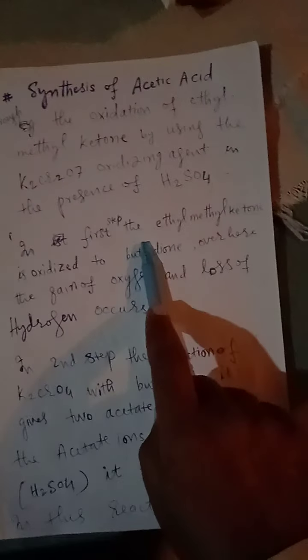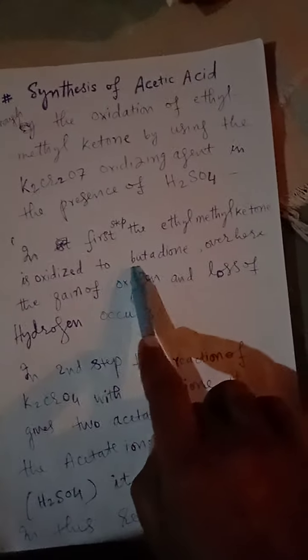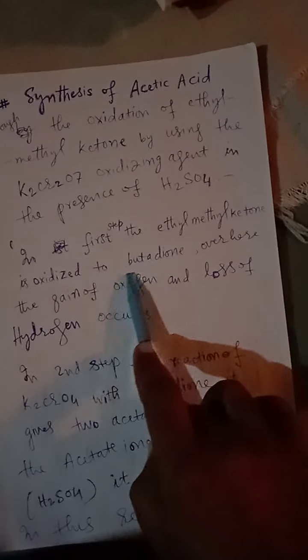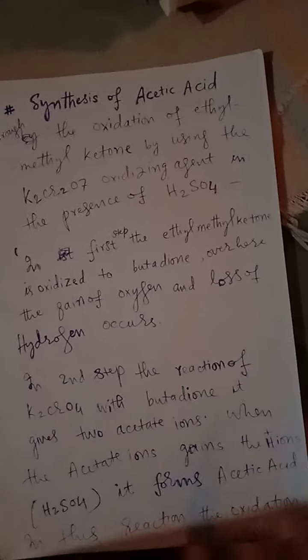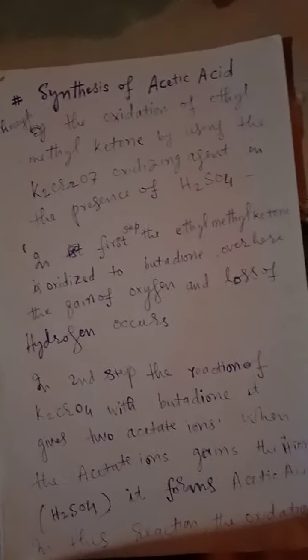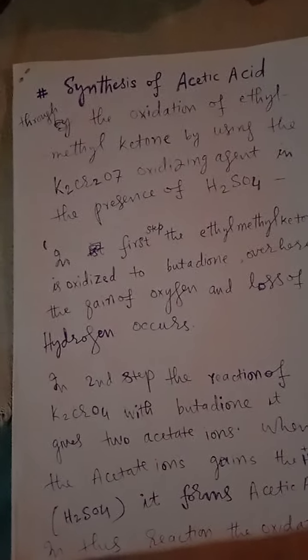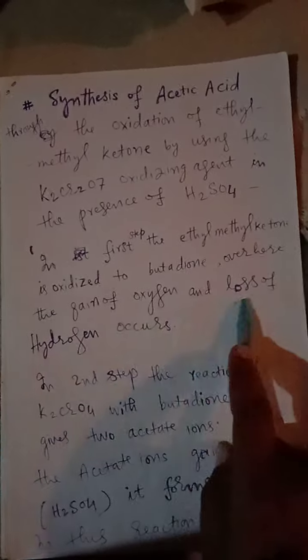In the first step, the ethyl methyl ketone is oxidized to butadiene. Over here, the gain of oxygen and loss of hydrogen occurs.